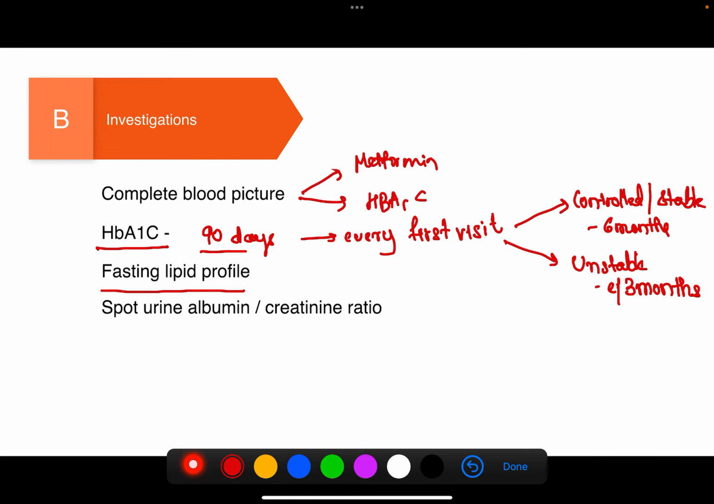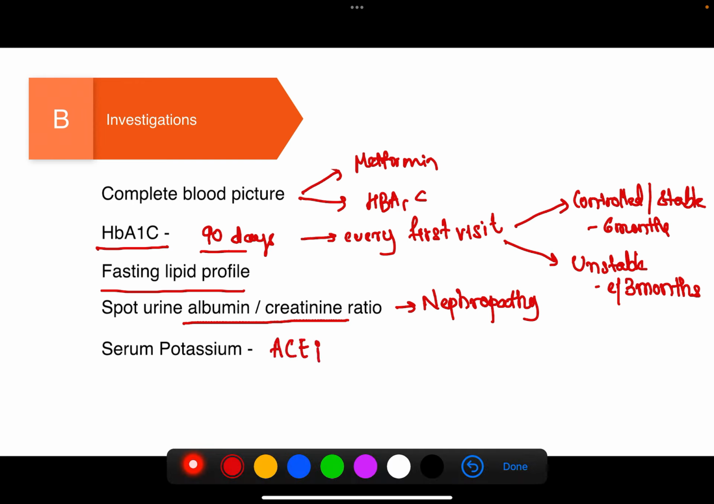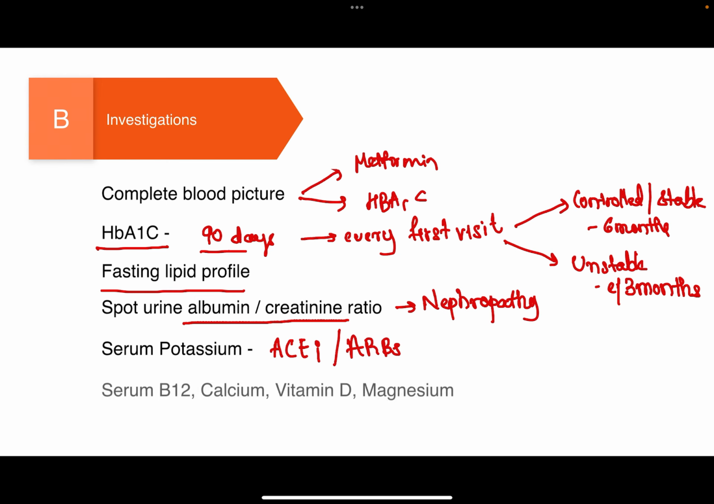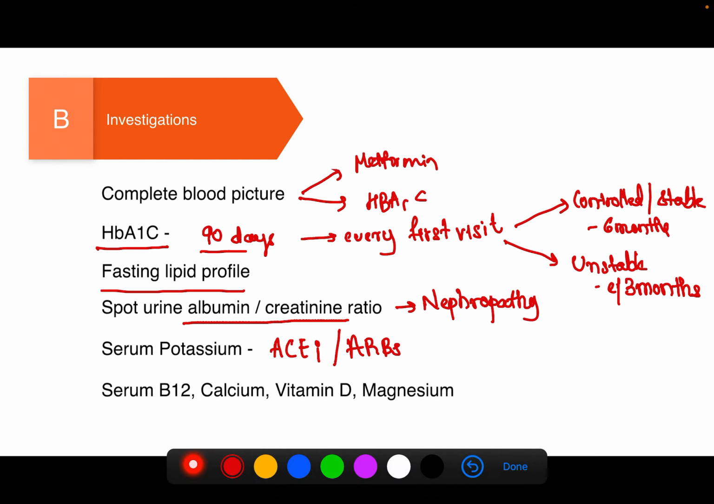Third, spot urine albumin by creatinine ratio. This is mainly to screen for nephropathy. Serum potassium. It will be done if the patient is on ACE inhibitors or ARBs. Then what else? You can get it done depending on the paying ability of the patient.